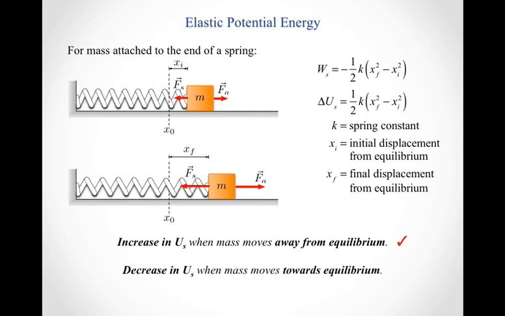On the other hand, if I move towards equilibrium, then which one is larger of these two flips around. Now it's my initial term that's larger. So the initial displacement squared is larger than the final displacement squared. And so when I subtract in this order, I get something negative inside the parentheses. That negative times a positive k times a positive number tells me that the elastic potential energy decreases. So my equation is consistent with what I know has to be true about how the potential energy is changing based on whether I'm moving with or against the spring force.